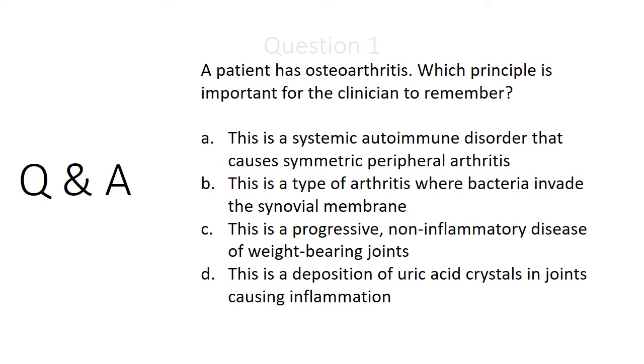All right, so hopefully you've given your answer, but what is most important for the clinician to remember? Most important is C. This is a progressive, non-inflammatory disease of weight-bearing joints.